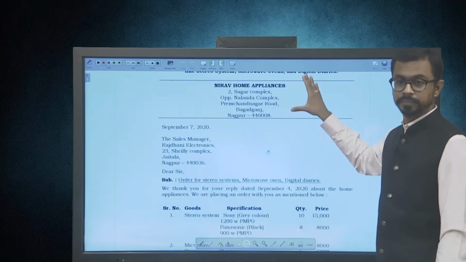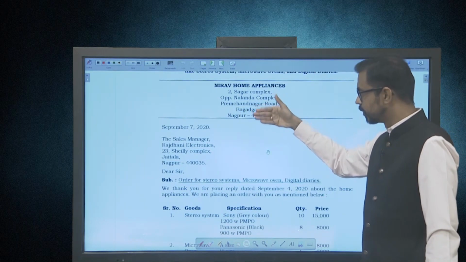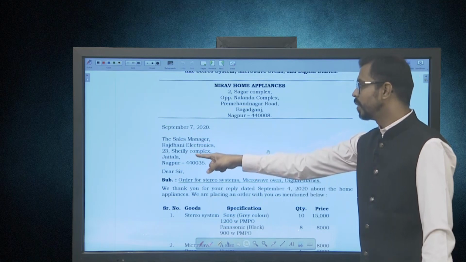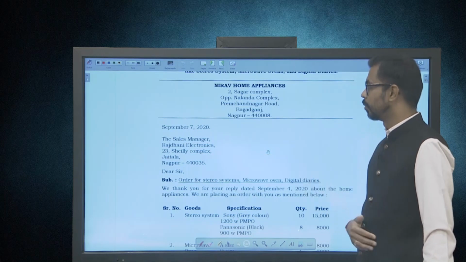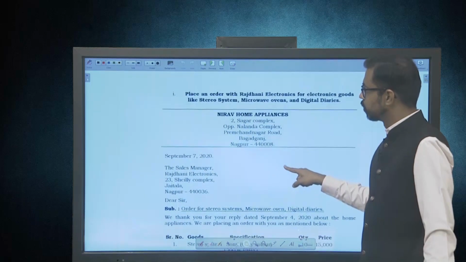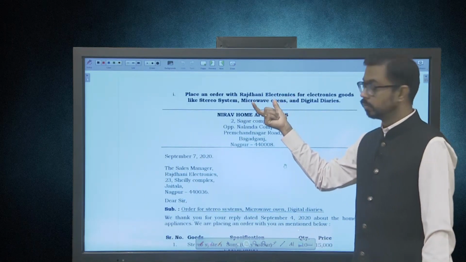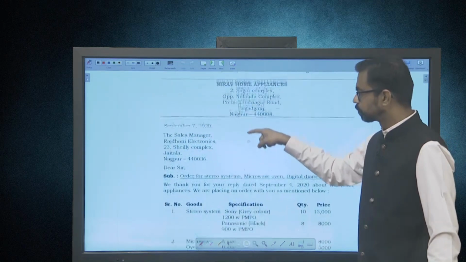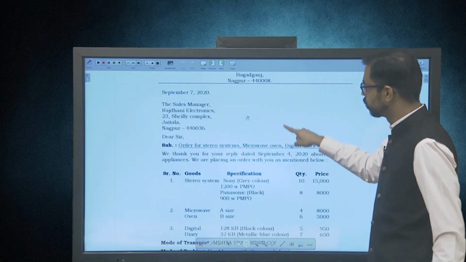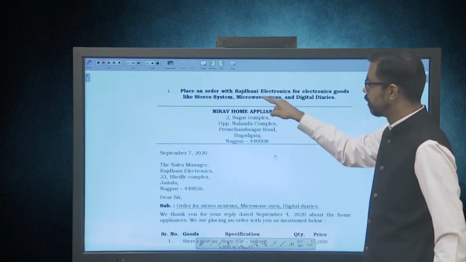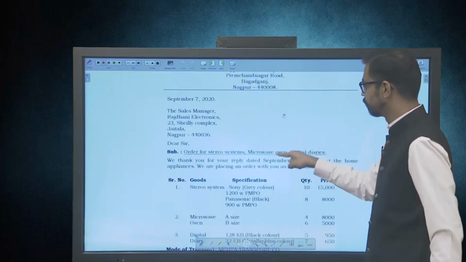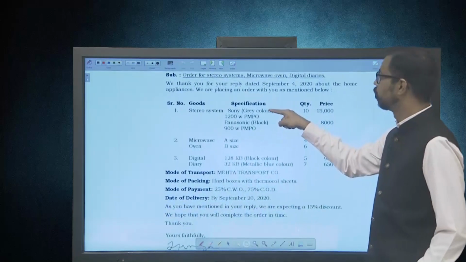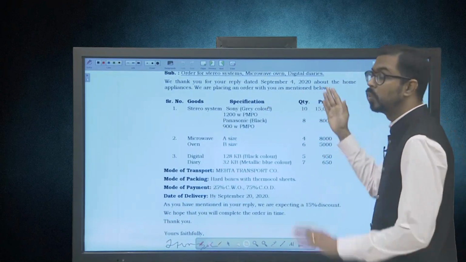We use the letterhead, need of home appliances, the details, date, to whom? To the sales manager Rajdhani Electronics, 23 Shelly Complex, Jayatala, Nagpur. Please understand that when the question mentions the name of the company, you will have to use the same name here. Okay? Dear sir, order for, which are the three things? Stereo system, microwave ovens, and digital diaries. The three things. We thank you for the reply dated September 4, 2020 about the home appliances. We are placing an order with you as mentioned below.